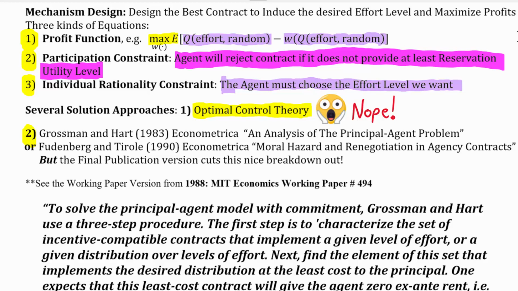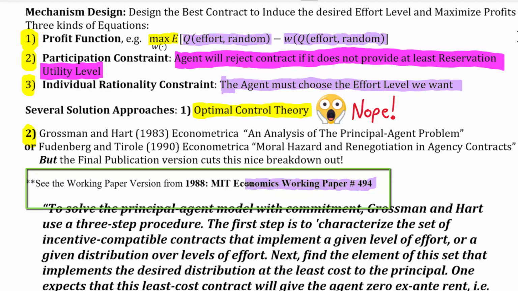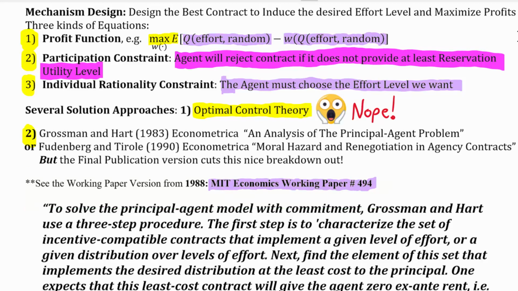But here's the thing, and this is a problem that we face in economics quite a bit. Fudenberg and Tirole, in their working paper, actually set this out pretty clearly. And so you can still find that working paper. It's MIT Economics Working Paper number 494. In their working paper, they discuss what they call this three-step method in order to solve these kinds of problems. And it makes it pretty clear what you should be thinking about. But as happens quite often, the final publication version that was published in Econometrica cuts this nice little section out.